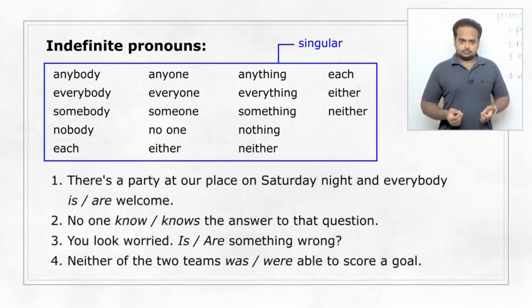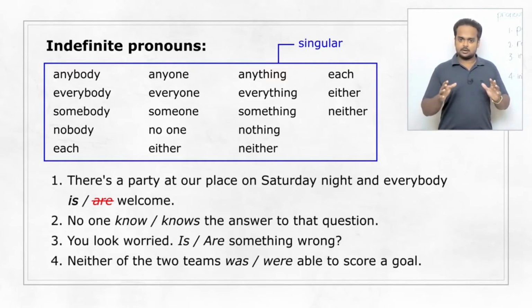Okay, on the screen, again, there are some sentences, and in each sentence, I would like you to choose the correct form. Take a moment, stop the video now, think about your answers, and then play the video. Alright, let's look at the answers. In number 1, there's a party at our place on Saturday night, and everybody is welcome. This is because the pronoun everybody is singular.